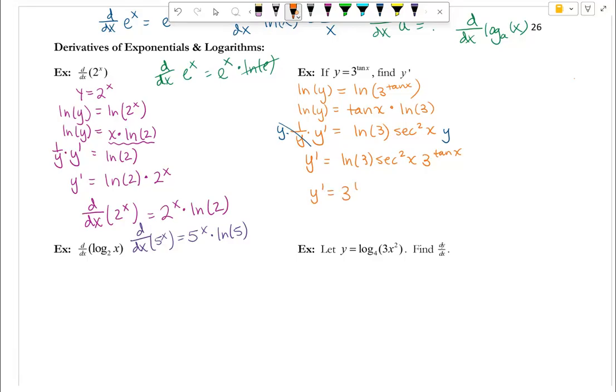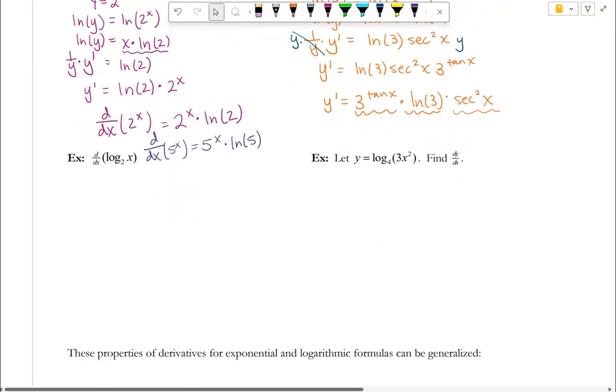So if I think about it, it's my original function, 3 to the junk, times the natural log of 3. And then from the chain rule, we pick up secant squared x. So similarly, I could just think about what we did to 2 to the power of x, but using a base 3. So 3 to the power of our junk times the natural log of 3. And since the tangent of x wasn't just x, the chain rule gives us secant squared x. So there's a couple of ways we could think about that one.